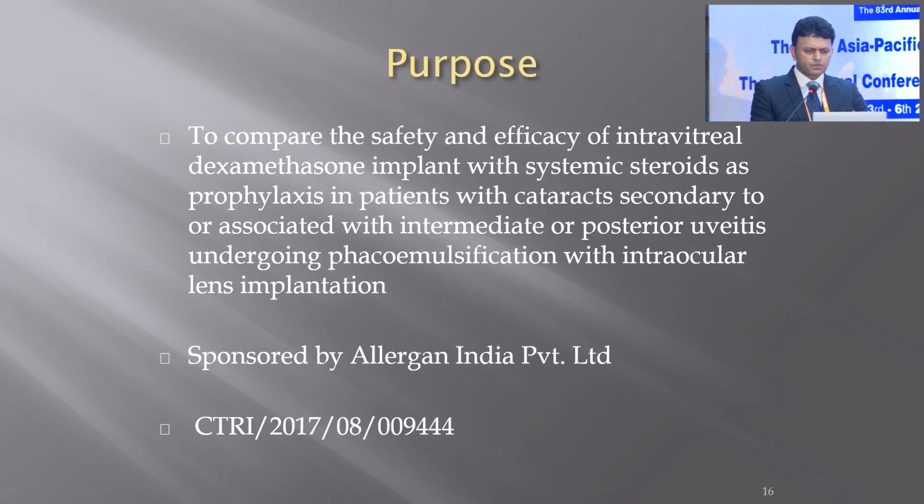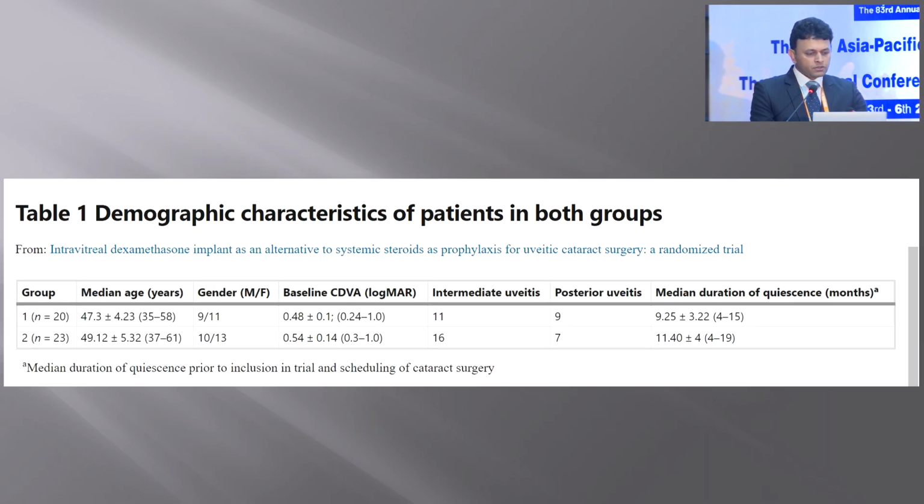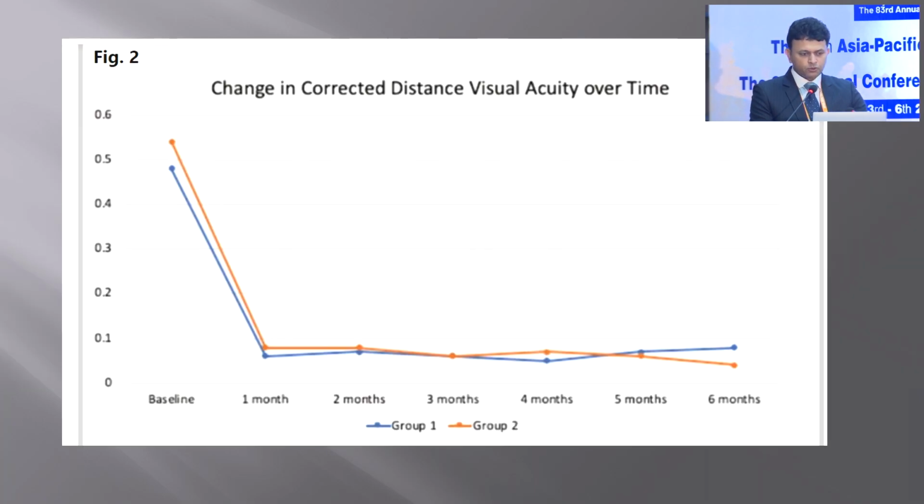So the purpose was to compare the safety and efficacy of intravitreal dexamethasone implant with systemic steroids as prophylaxis in patients with cataracts secondary to or associated with intermediate or posterior uveitis undergoing phacoemulsification with intraocular lens implantation. The trial was sponsored by Allergan India, now of course AbbVie India. So coming to the results, these are the demographic characteristics of patients in both groups.